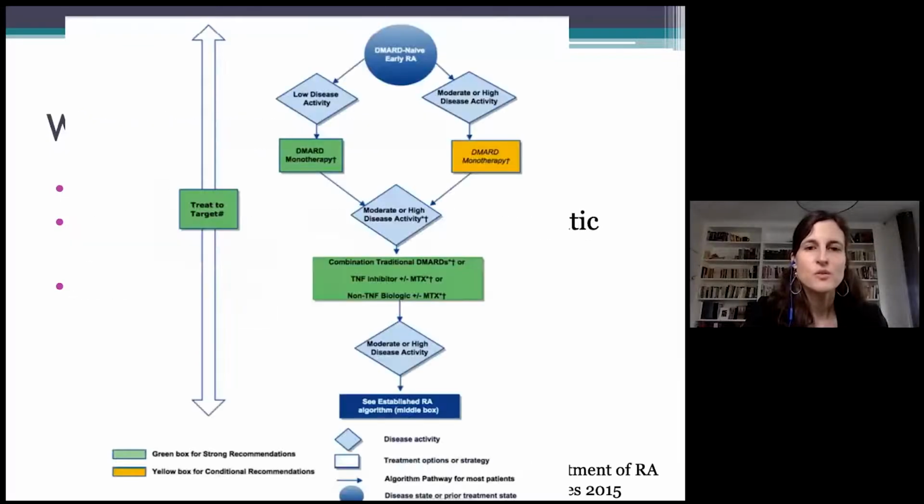So this is a 2015 guideline from the ACR in terms of thinking about treatments for rheumatoid arthritis. And right here, they're saying in somebody who has never seen a DMARD before, and has early RA, that generally you think about starting DMARD monotherapy first. And if they're still progressing, still have moderate or high disease activity, that's when you consider using a combination of either traditional DMARDs or considering adding on a biologic therapy.